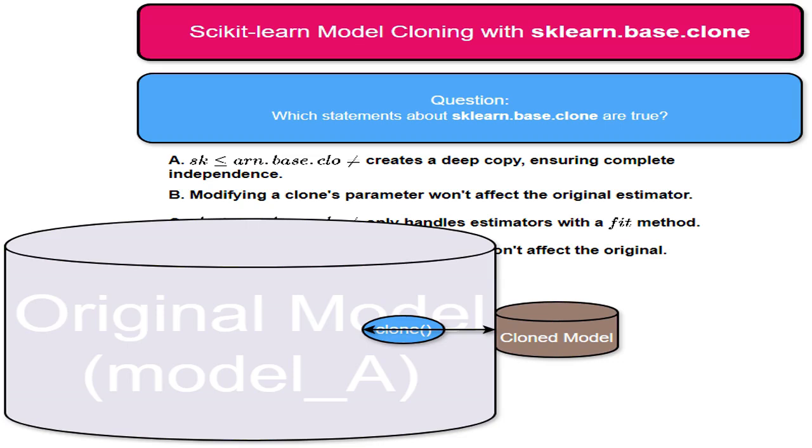Statement D addresses the behavior of sklearn.base.clone when dealing with mutable objects, like lists or dictionaries, within the model. This is where the deep copy aspect becomes really important. Understanding the implications of mutability is critical in this statement.